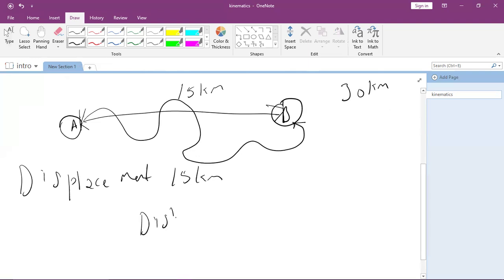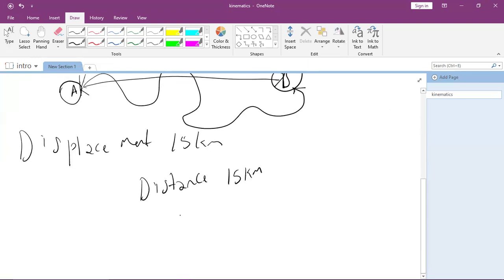When you have a distance of 15 kilometers, that's just magnitude. But when you have a displacement of 50 kilometers, it is not just magnitude now. It's both magnitude and what? Direction. A displacement of 50 kilometers what? East. Do you understand now?